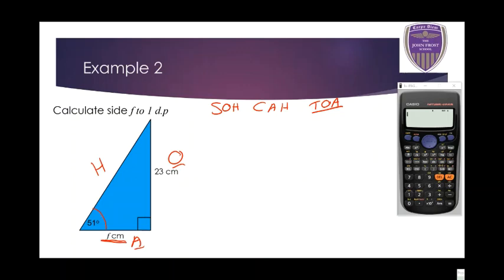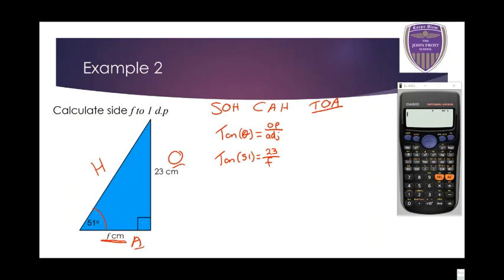Okay, so if we write this out, we now know that tan of an angle is equal to opposite over adjacent. So if we pull in the numbers now, tan of 51 is equal to, opposite is 23, and the adjacent is F. This is our unknown, okay?